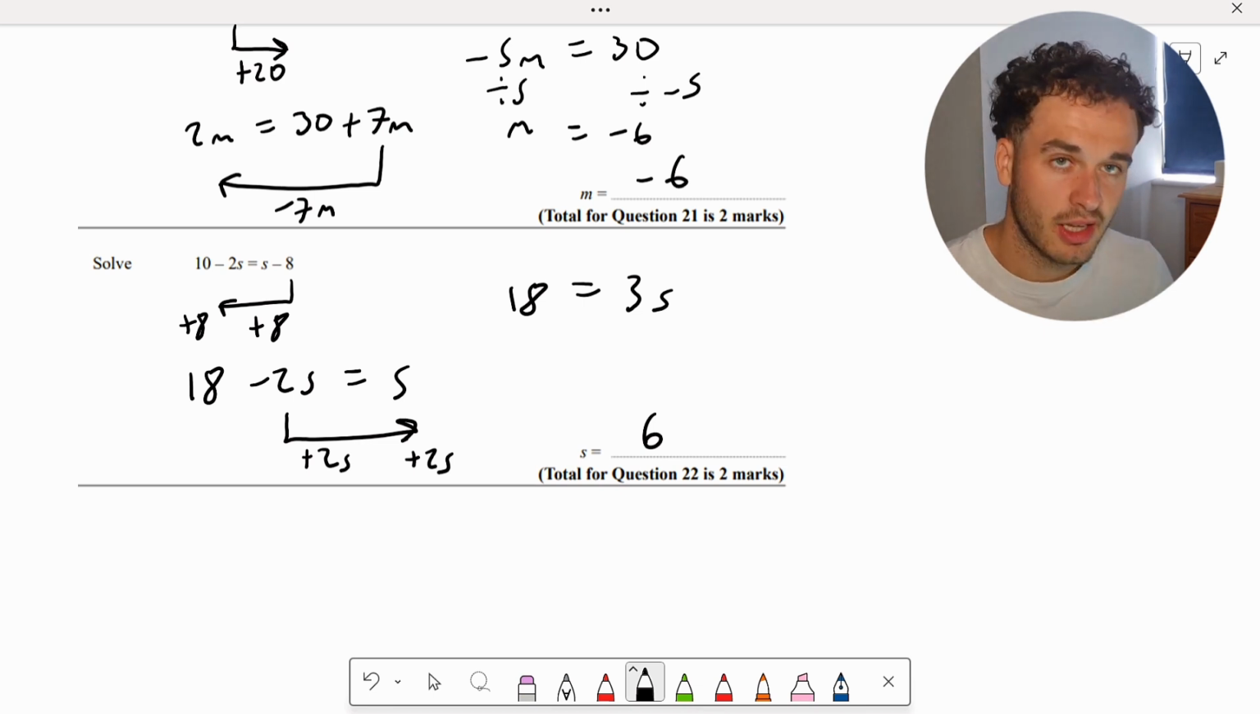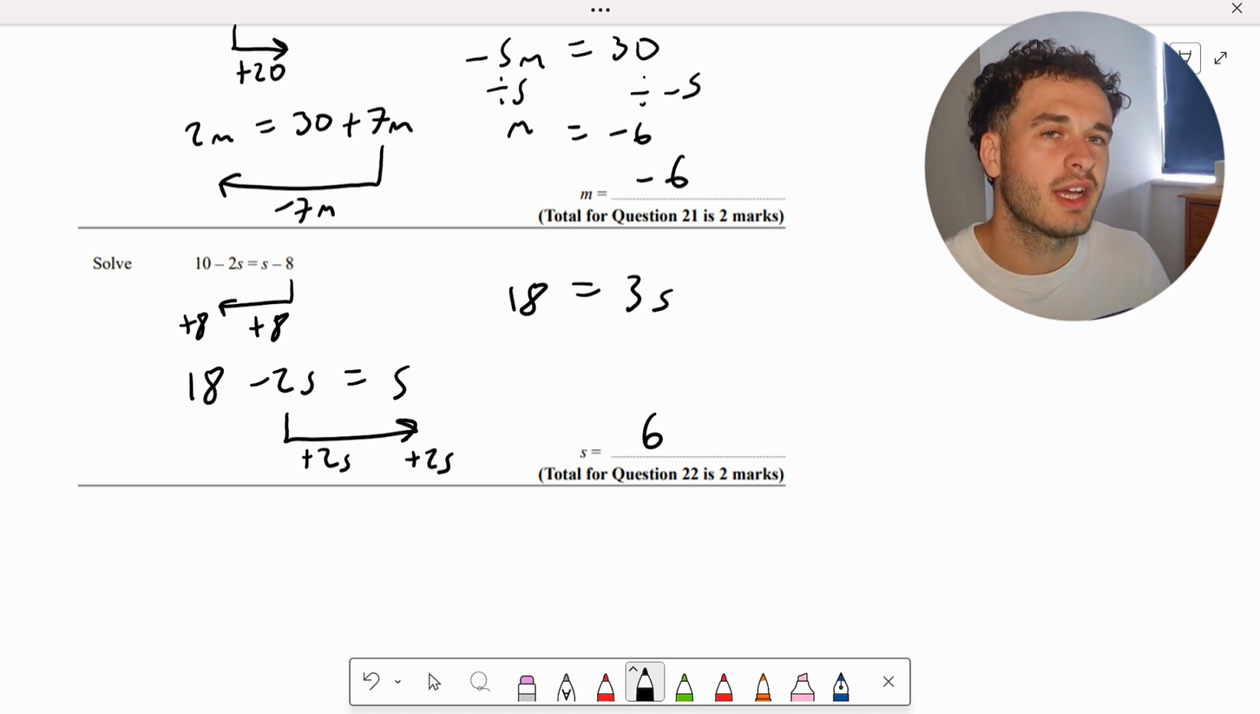Sometimes you might be asked to form equations to solve, but we're going to have a look at that in a separate video.